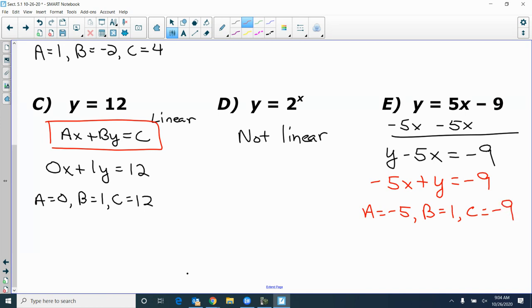You got exponents squared, or you got a variable in the exponent, not linear. Anything that looks goofy is typically not linear. Now, you can't have a fraction as a coefficient, which means like 1/2 x plus 6y equals 8. That's okay as long as the fraction is just a number. That's still linear.